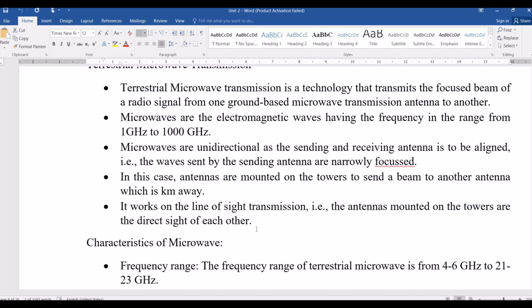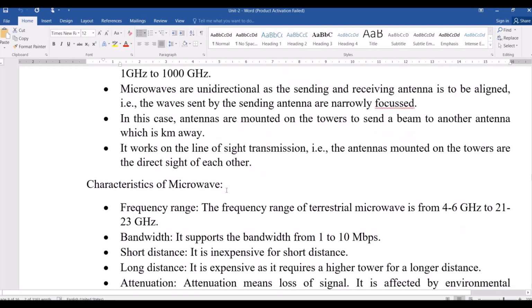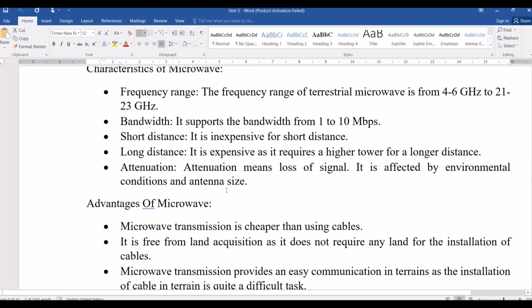It works on line of sight, as I already explained, with no obstacle between the sender and the receiver or the repeaters. The antennas are mounted on towers facing each other. So these are the characteristics of terrestrial microwave. The frequency range of terrestrial microwave is from 4-6 gigahertz to 22 gigahertz. It supports a bandwidth from 1 to 100 Mbps.